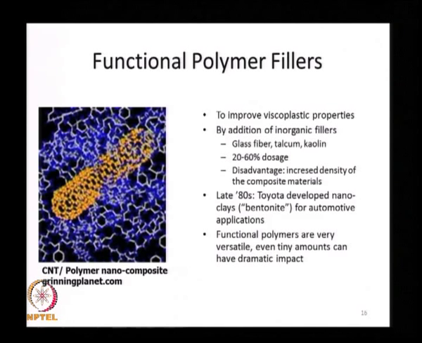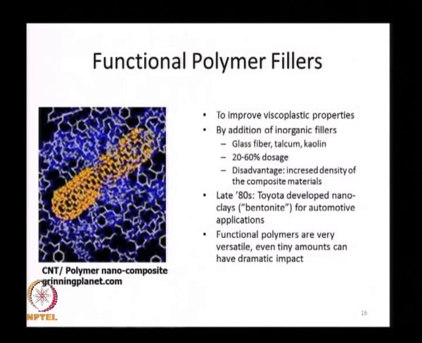So, just to go through some examples of this, functional polymer fillers. Carbon nanotube is widely used as a filler material, but there are others as well. Primarily this is to improve the viscoplastic properties of these polymers. The fillers are predominantly inorganic materials like glass fiber, talc, kaolin. The dosage is 20 to 60%.